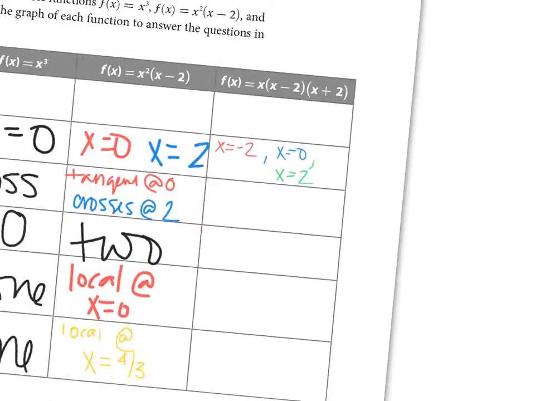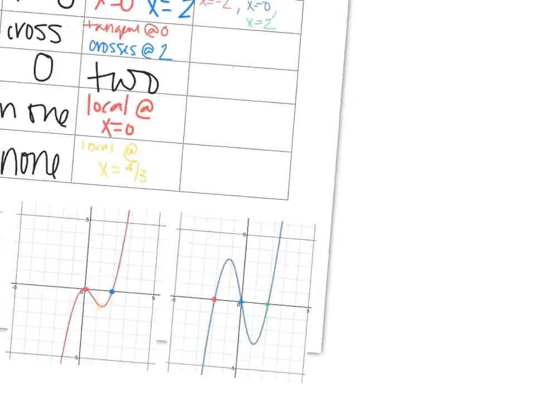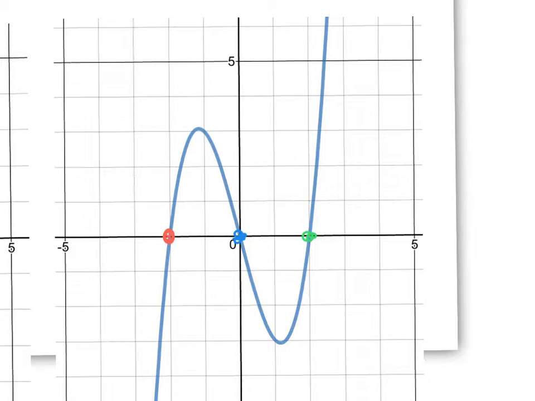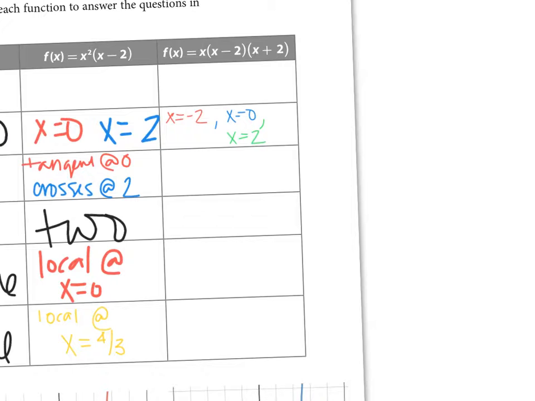At those 3 points, the question is, is the graph tangent or does the graph cross? It crosses. If it was tangent, what would it look like? It would just touch it and then come right back down, or touch it and go right back up. So it crosses at all 3. Okay, I'm going to write that down. Crosses at all 3.